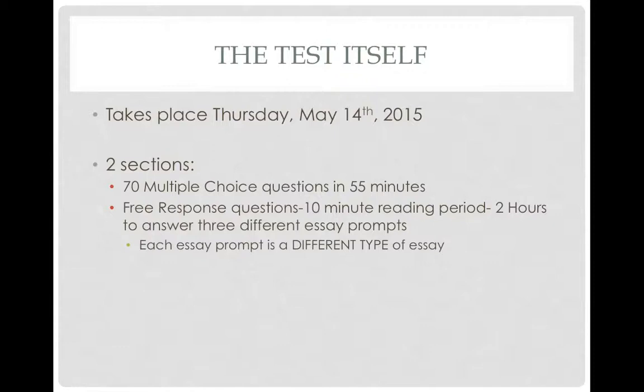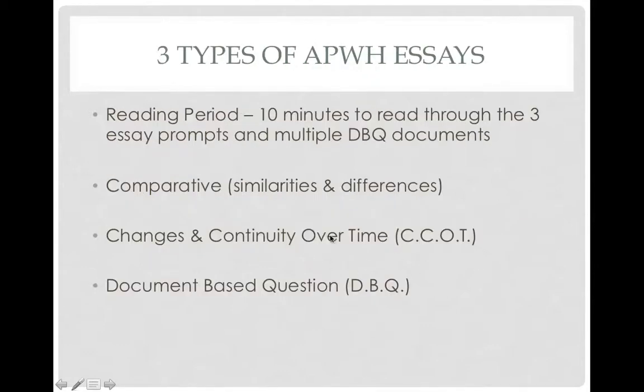And it's important to note that these 3 essays are not of a similar structure, but are in fact 3 different types of essays entirely. These essays are the comparative, the CCOT, which stands for changes and continuities over time, and the DBQ, which is the document-based question. We'll spend a little bit of time talking about what each of these essays are, and in later videos you can watch the specific components for how they're graded and understand the process the reader goes through when they're grading an essay and what you should be writing for as you write it.